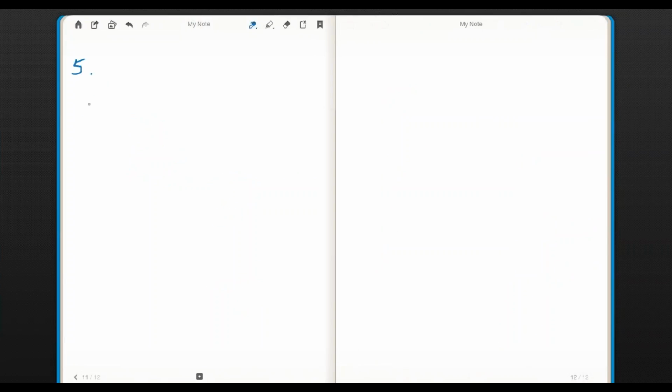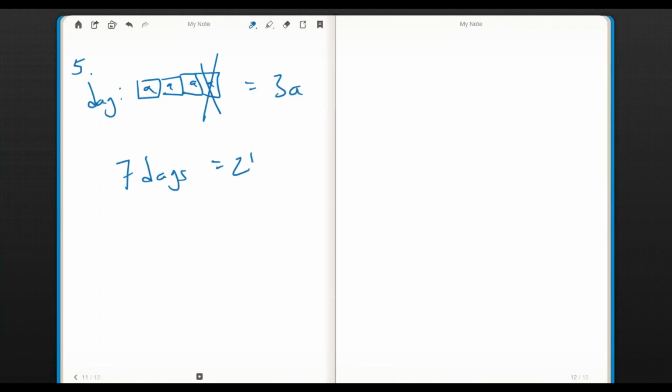Number 5. Neil gets $4 each day for allowance. So every day he gets 4A. He spends A every day, so what he has is 3A. How much does he save in a week in terms of A? In 7 days, he's going to have $21A, and that's what he saves in a week.